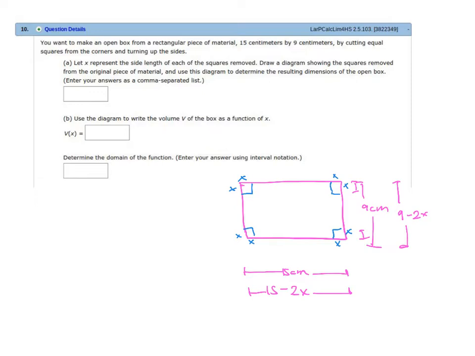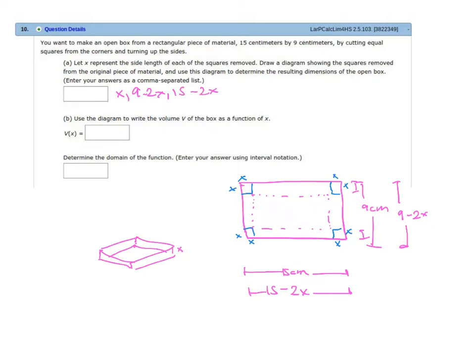Then what happens is these sides are going to fold up here, and so it's going to make an open top box. I know it's not drawn to scale, but this is what it is making. So notice that what we cut out is actually our height of x. So the answer here is x, 9 minus 2x, and 15 minus 2x.